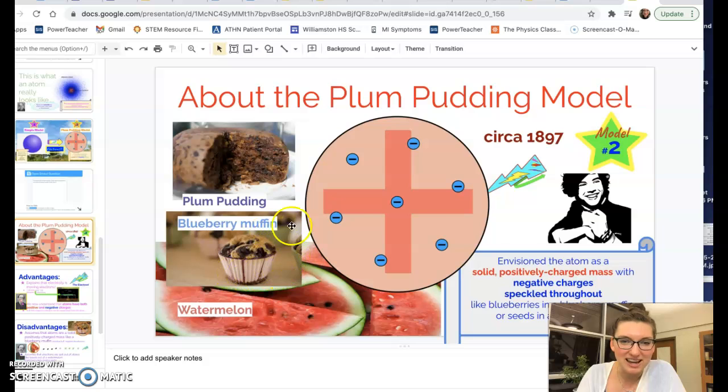The way that I help to remember that these are the negative blueberries is that when I was a kid, I loved blueberry muffins, but I really didn't like blueberries. So I was really confused about why they would want to have something so negative like a blueberry inside of this delicious, fluffy, sweet blueberry muffin. So that's how I remember the negative blueberries in the blueberry muffin.